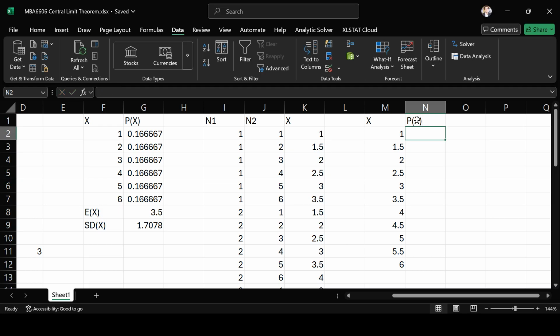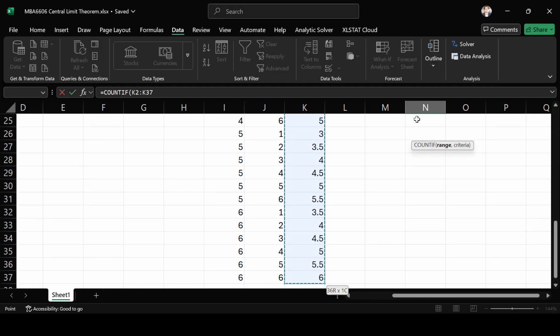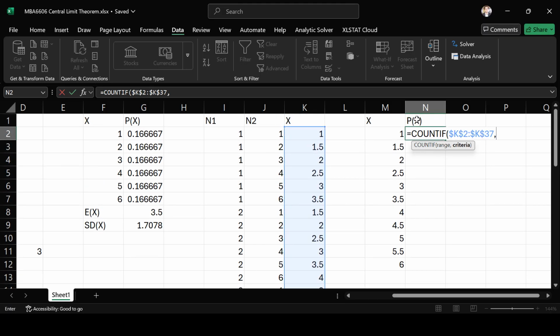So in how many ways do we expect 1 to occur? We know the total number of occurrences possible is 36. So we can simply do the count is equal to count if, in this range, how many times 1 occurs. So 1 occurs once, converted into probability by dividing by 36.